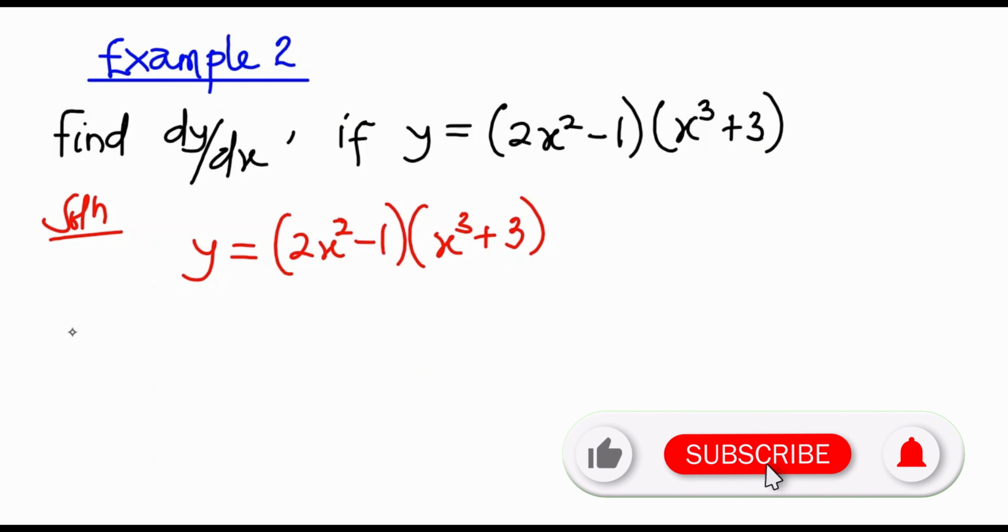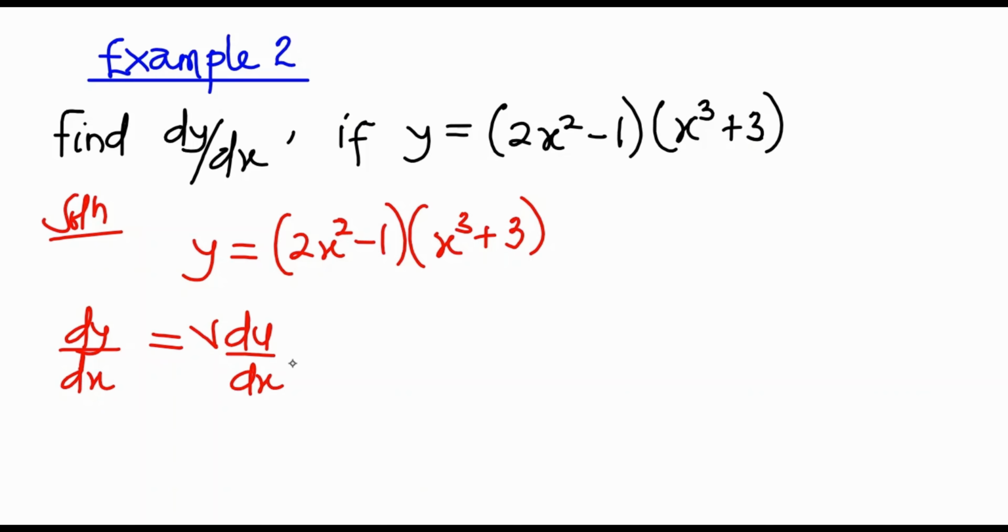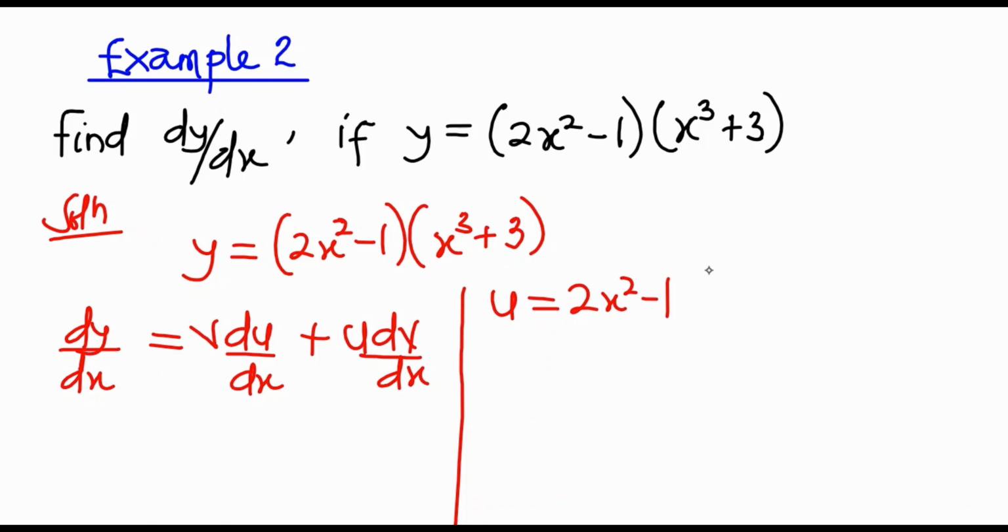So the product rule says that dy/dx is equal to v du/dx plus u dv/dx. So it means that we have to identify our u and v from the function, and then do the necessary substitution. So it implies that from the function 2x squared minus 1 is the first function, and that will be u. So it means u is equal to 2x squared minus 1, and then our v becomes the next, that is v is equal to x cubed plus 3.